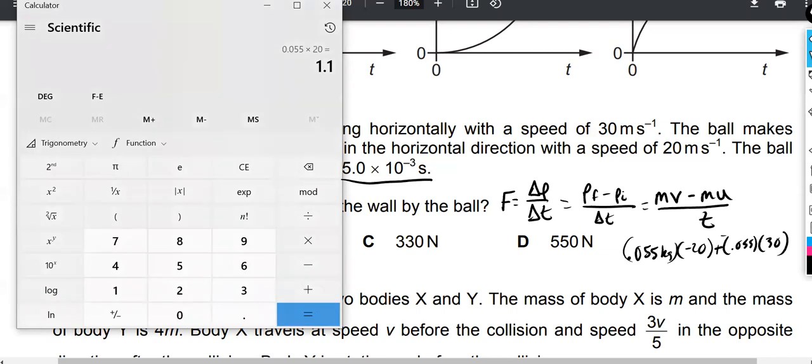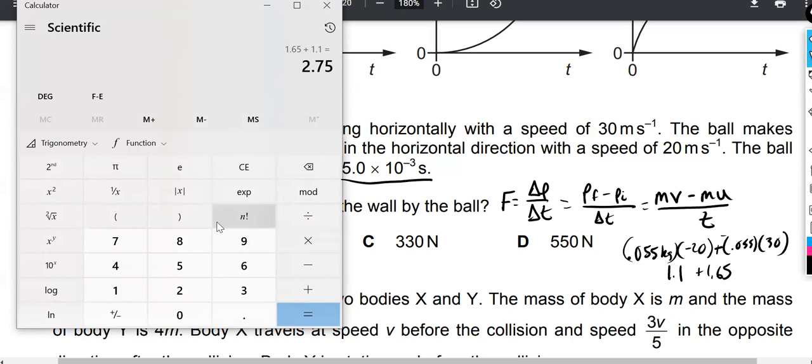0.055 times 20 is 1.1. 0.055 times 30 is 1.65. Now, the way I've set up the calculation, this is negative, and that's just to say that the force is exerted in the opposite direction that the ball is initially traveling. That's how it changes its direction.